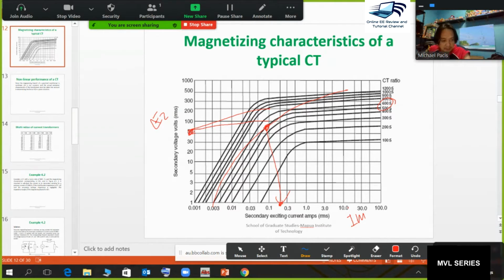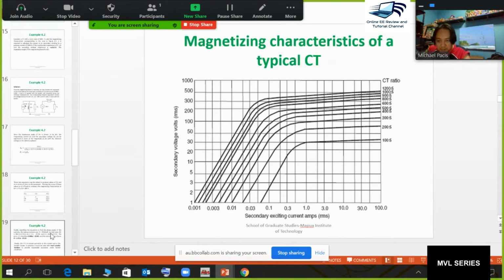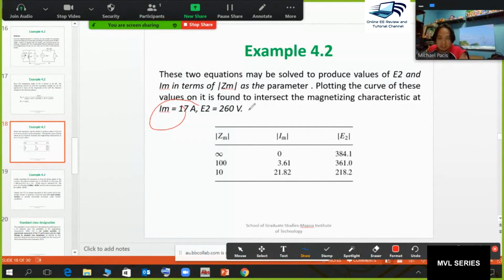Okay. So based on what we have on this example, it will be filled with these values of 17 amperes and 260 volts. If you already have that value, you can now get ZM by dividing 260 by 17, and it will give this answer of 15.29 ohms. Definitely, if you already know that, you can now solve the other parameters of the problem.